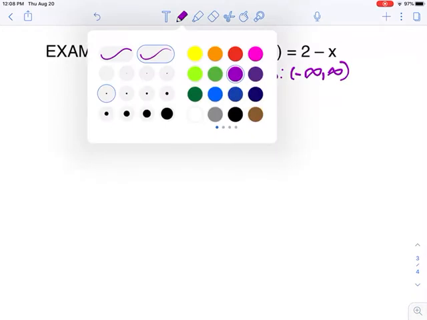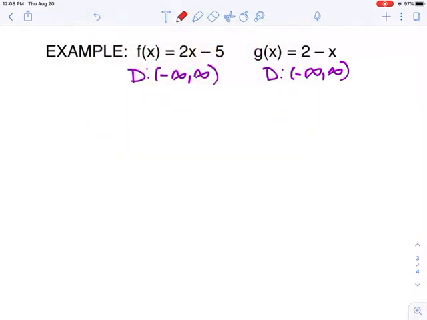Remember, our domains don't have to be the same. They are in this case. They just need to be able to overlap somewhere. So that is definitely happening here. So we can go ahead and do our 4 combinations.